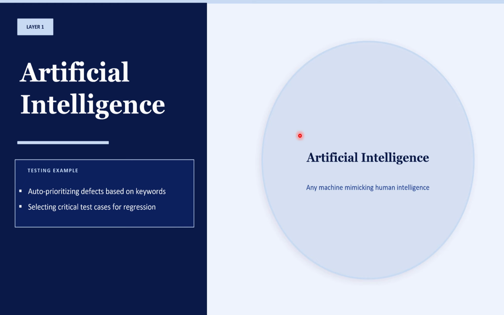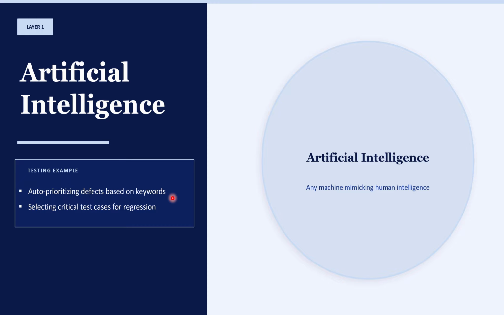Let's start with layer 1, artificial intelligence. As you can see, this is the outermost circle, which means it's the broadest concept. So, what is artificial intelligence? Artificial intelligence is simply any system that mimics human intelligence to make decisions and solve problems.